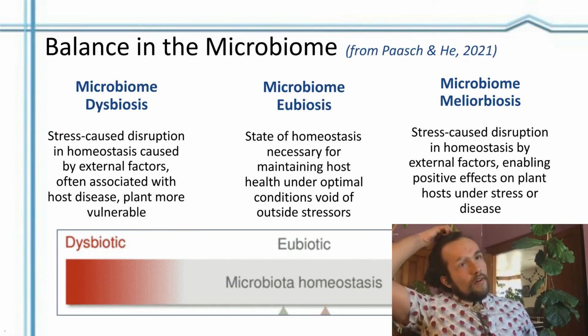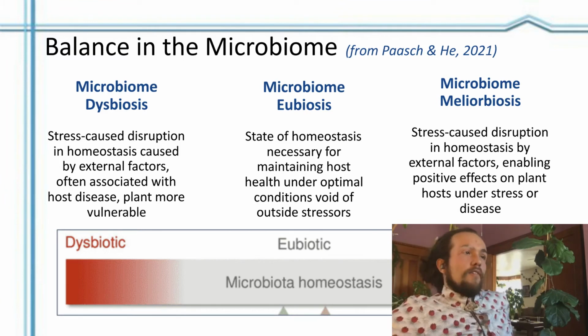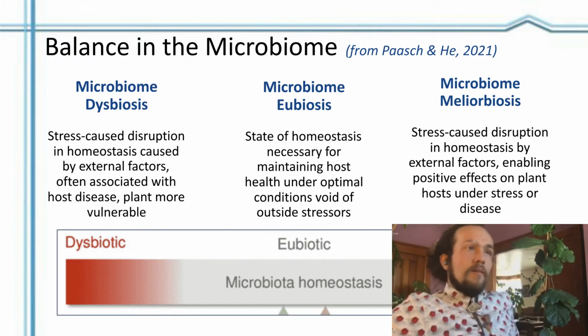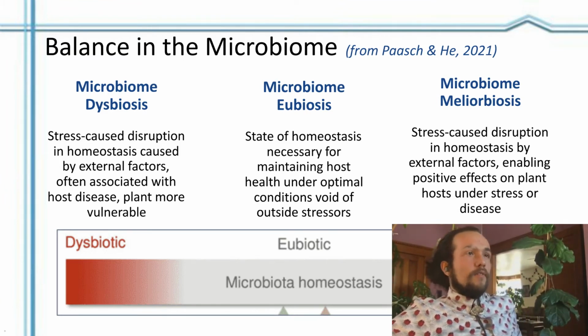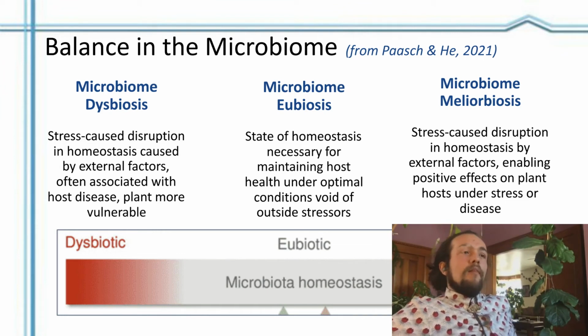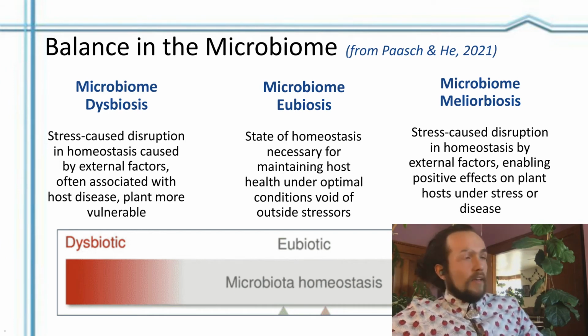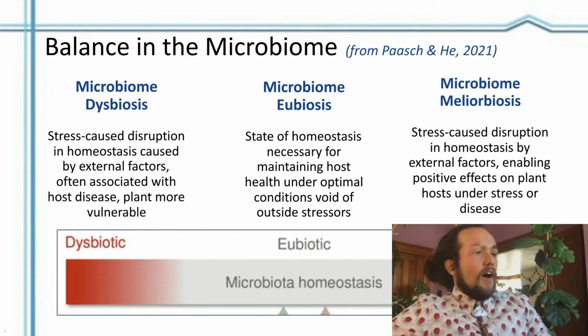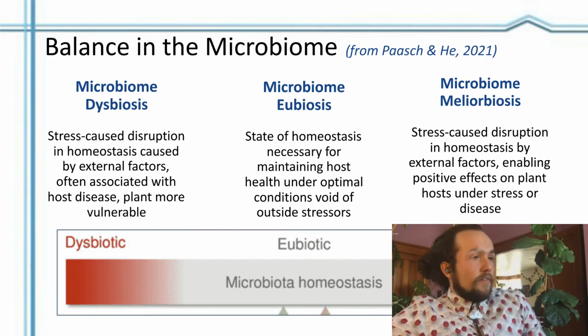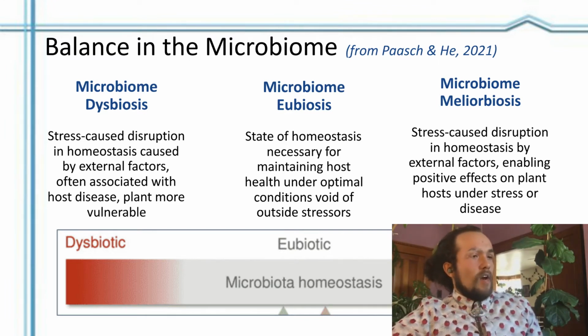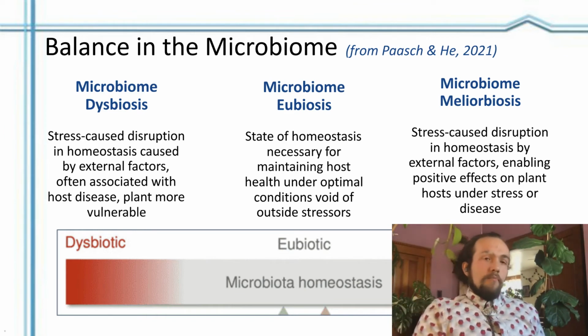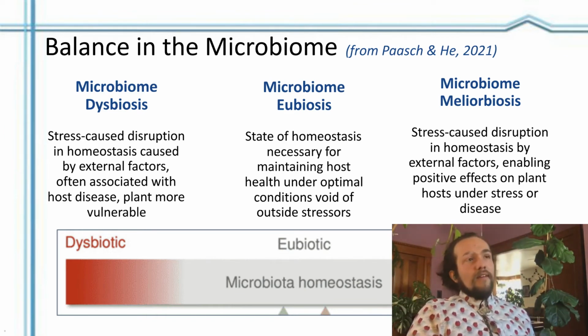Zooming in on this figure a little bit, I just want to break these 3 terms down and define them a little bit more in the context of this presentation. This is also from the Pash and He paper. So microbial dysbiosis is usually resulting from a disruption in the microbiome caused by stress or external factors, and this can be associated with host disease or making a plant more vulnerable. So an example of this in a field system could look like hail happening, causing a wound on the plant, and then an opportunistic pathogen infecting that wound for a plant.